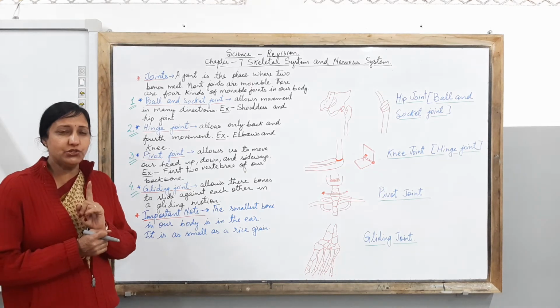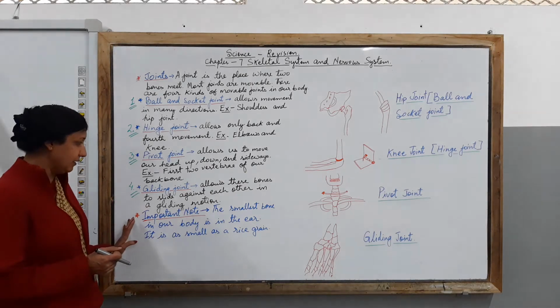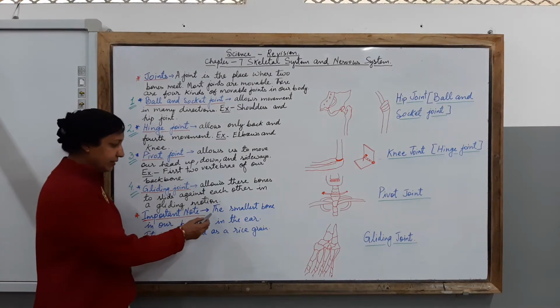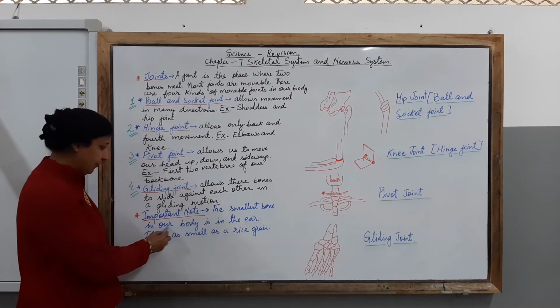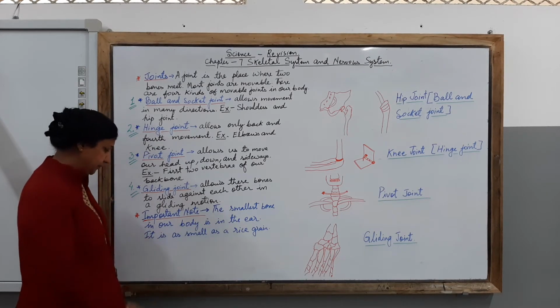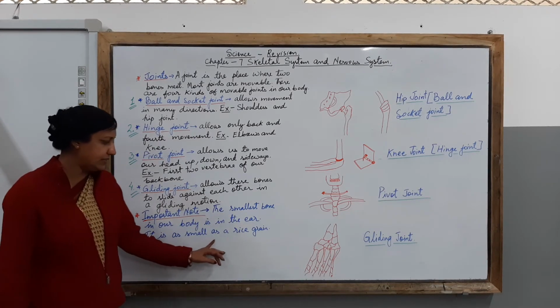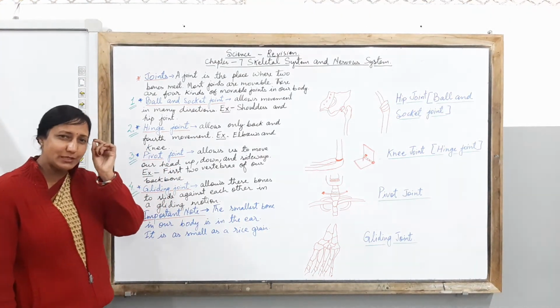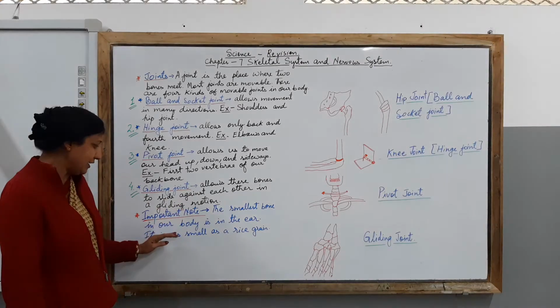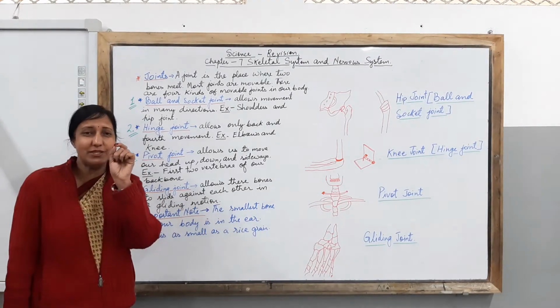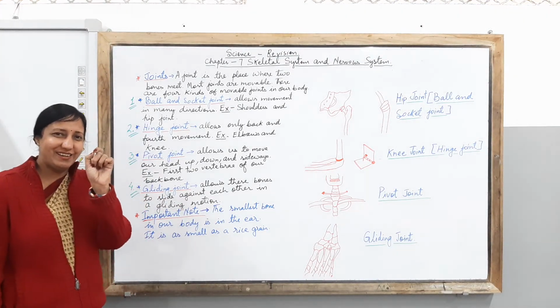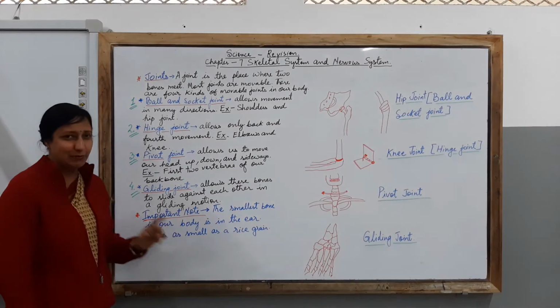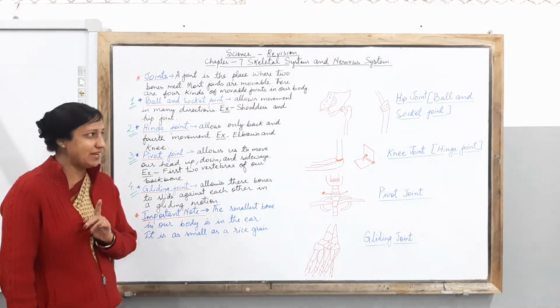Another important note, children, we must remember and try to understand that the smallest bone in our body is in the ear, and it is as small as a rice grain. Children, there you have the smallest bone in your ear, and it is almost the size of a rice grain. Clear? So do not forget this important point which I have discussed with you in this class today.